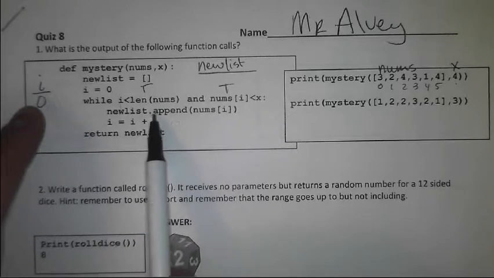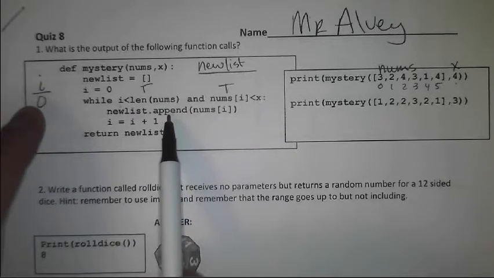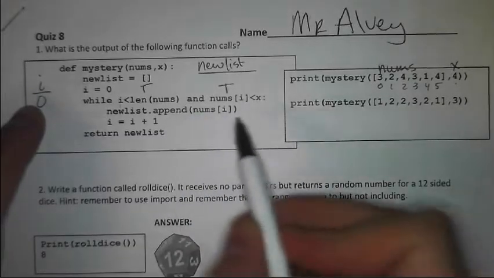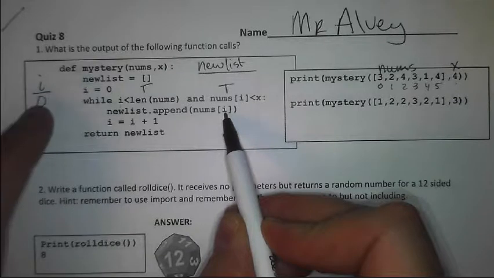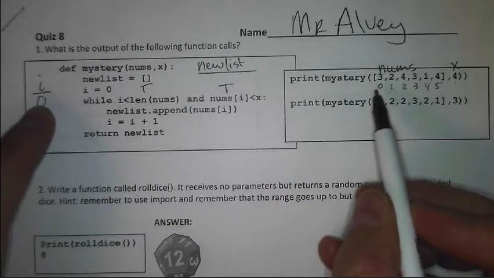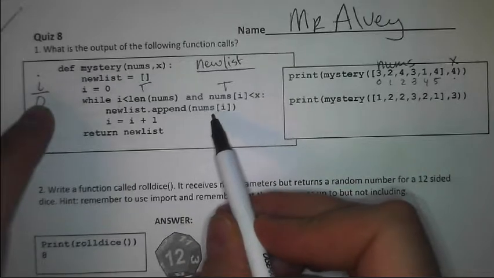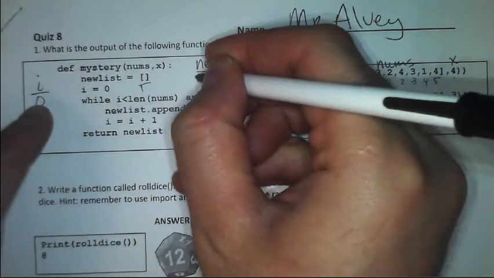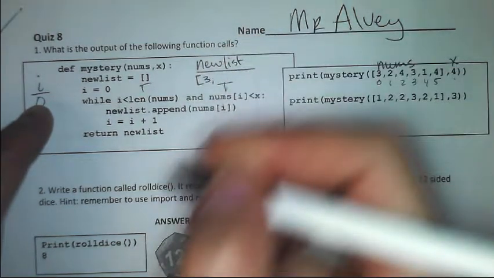new list dot append. So we're going to be adding something to the list. What is the something we're adding to the list? nums position i. i is still 0. At position 0, it's a 3. So we're adding a 3 to the new list. Okay, so we add a 3 to the list.